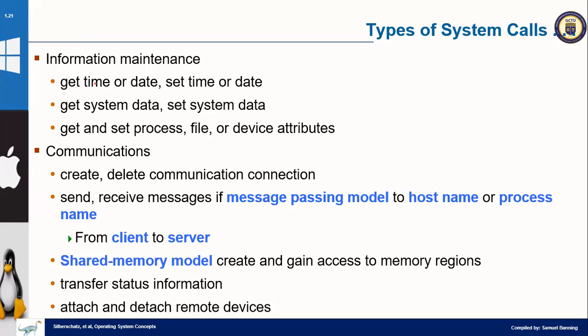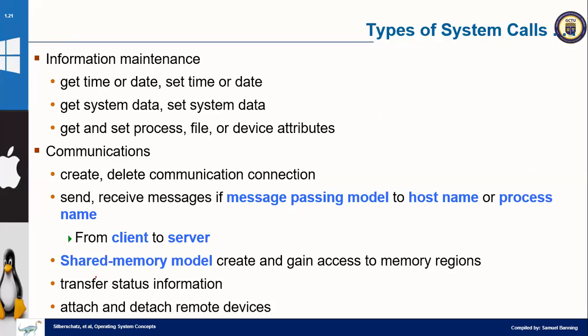When it comes to communication, you can use system calls to create or delete communication channels. You can use system calls to send message, receive message. You can use either of the models: message passing or shared memory. Message passing means one process sends a message to another. Shared memory means that you have a memory that is shared by the processes that want to communicate, and they will put the data in that memory location.